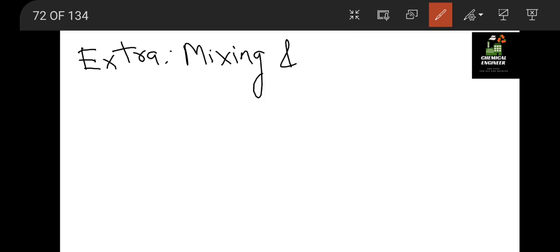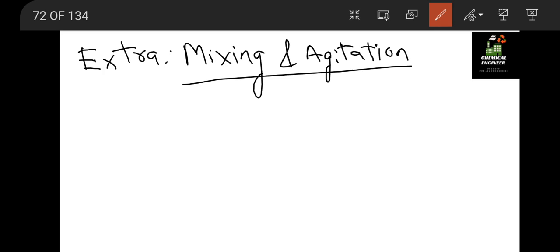Okay, so let us discuss mixing and agitation. The extra topic which was to be studied in mechanical unit operations, I will tell you about here. Mixing and agitation. Here we have three formulas to remember.